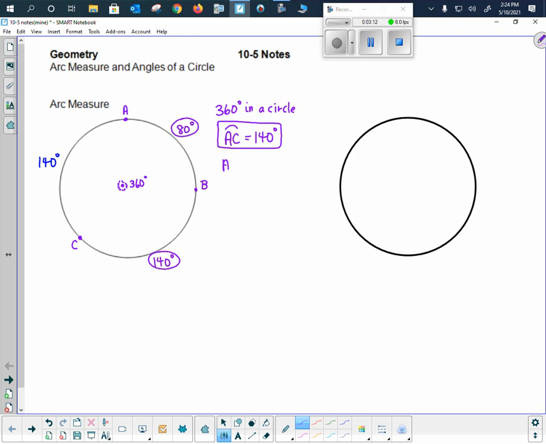Okay, how about arc AB? Well, if you're understanding how to read this off the picture, it should just be the 80 degrees that's already in the picture. All right, how about arc BC? The measure of arc BC is 140 degrees, straight off the picture.